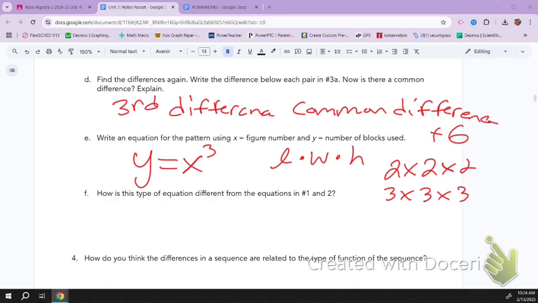How is this type of equation different from the first and second ones? I think we already summarized this. This one has an x cubed. In number 1, we had a linear equation. In number 2, we had a quadratic equation.